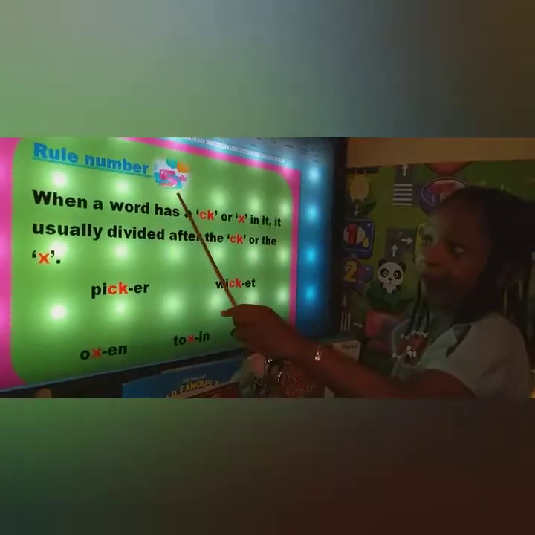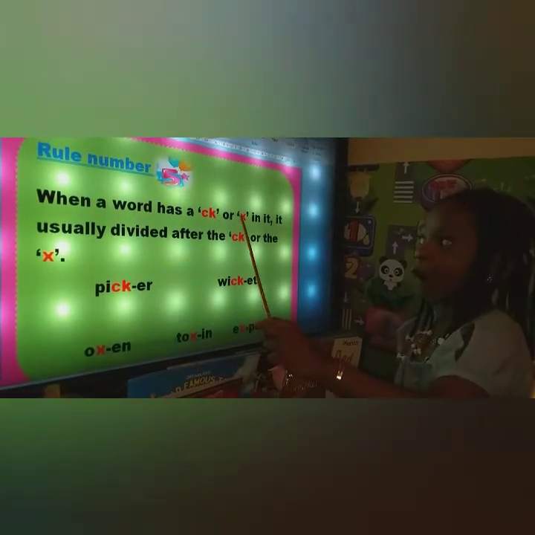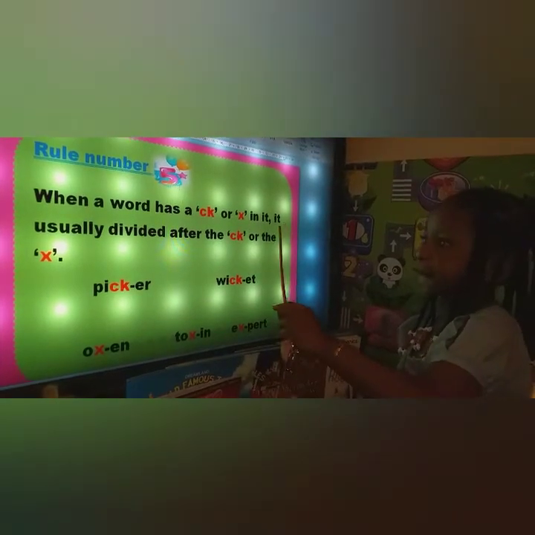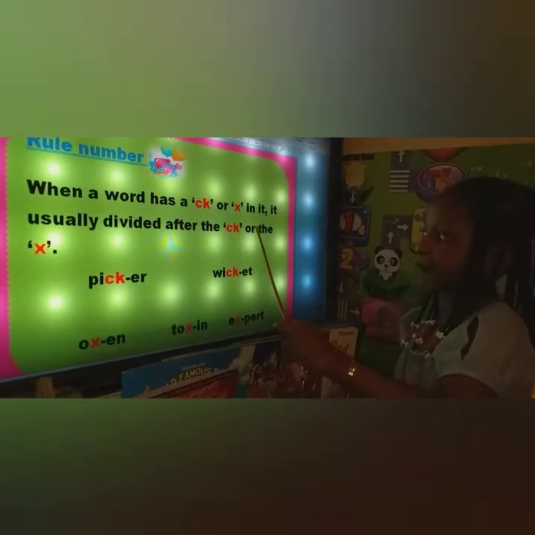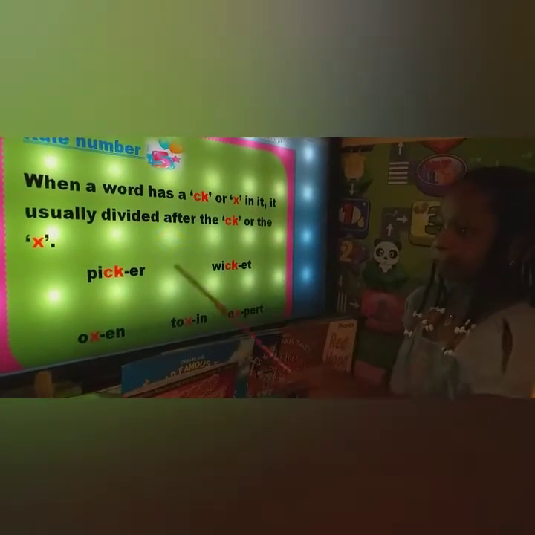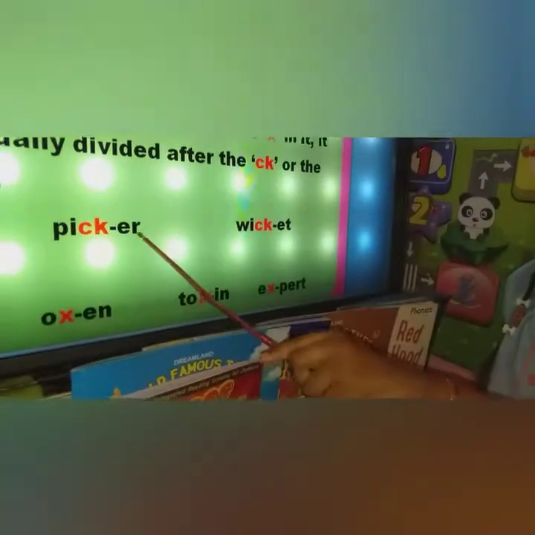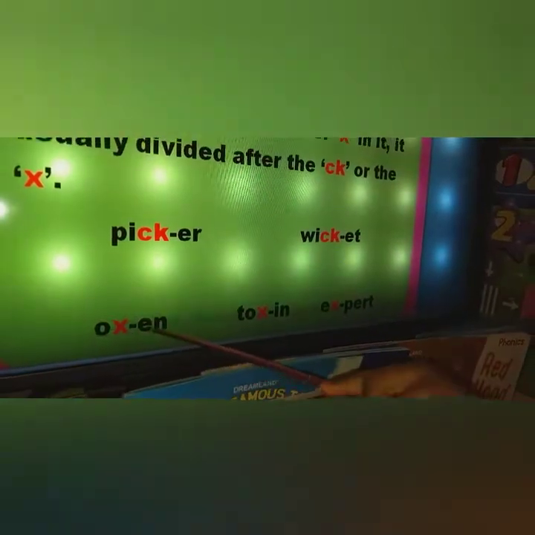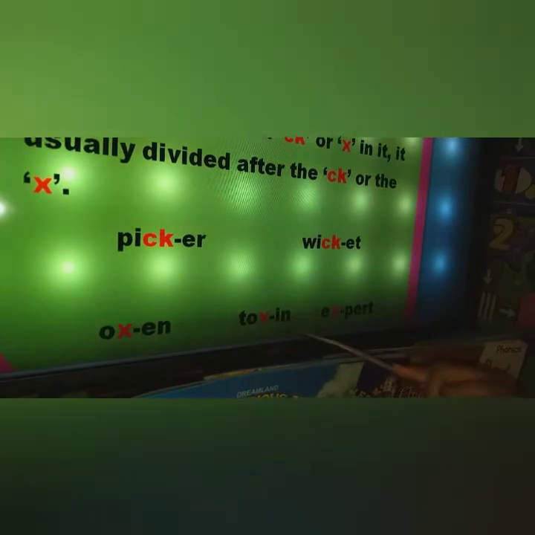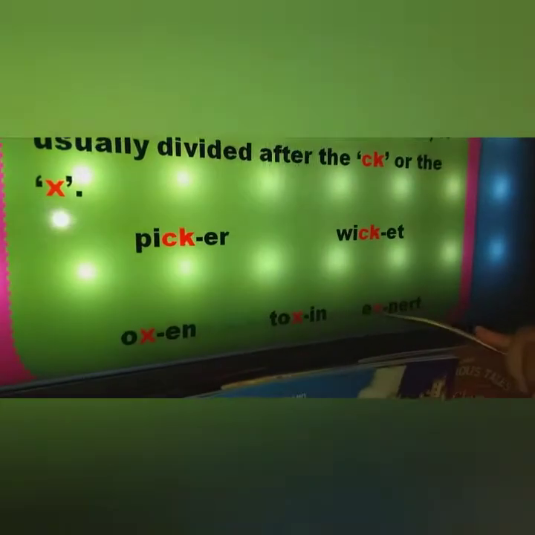Rule number 5. When a word has a CK or X in it, it's usually divided after the CK or the X. Activity. Picker, wicket, oxen, tucks in, expert.